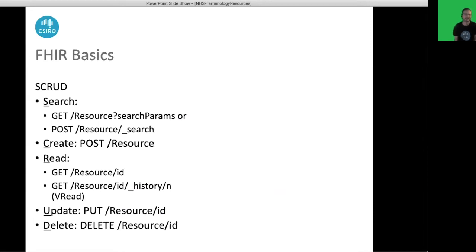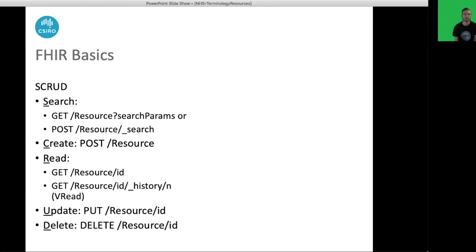So just a quick recap. Hopefully you're familiar with the very basics of how to interact with resources in FHIR, but I'll give a quick summary here. The interactions that we're interested in for the purposes of this video are what are called the SCRUD operations. So search, create, read, update, and delete. This is how we manipulate resources on the server.